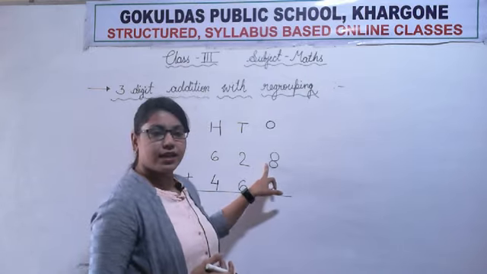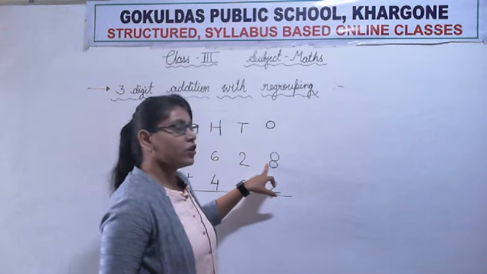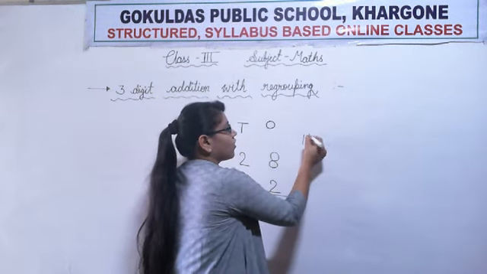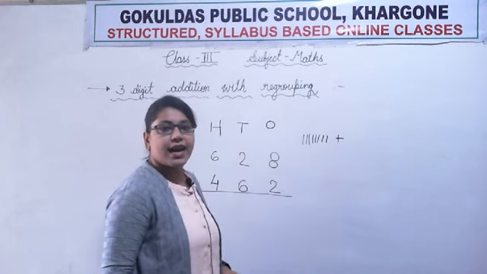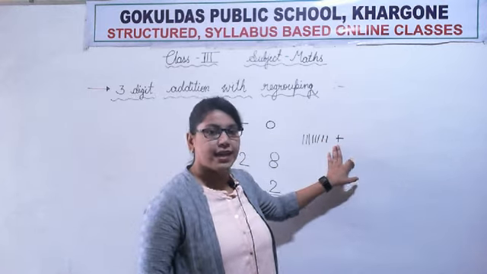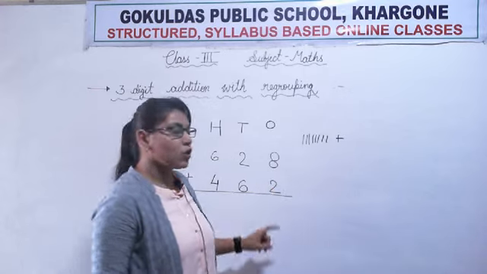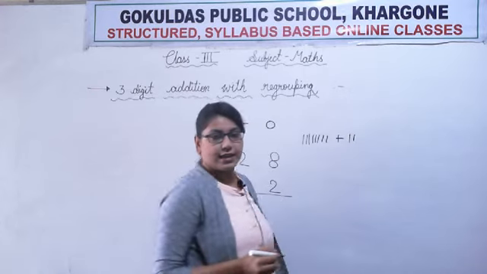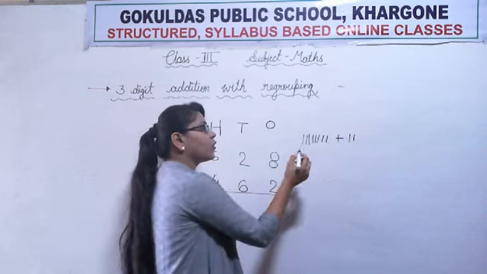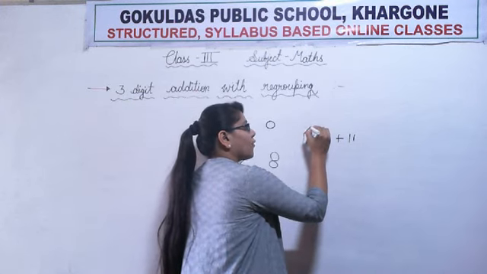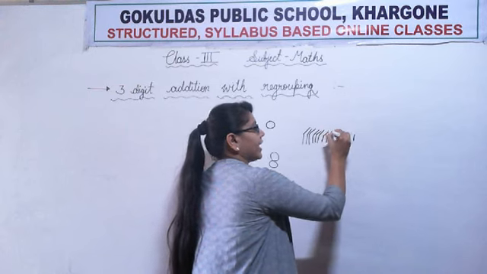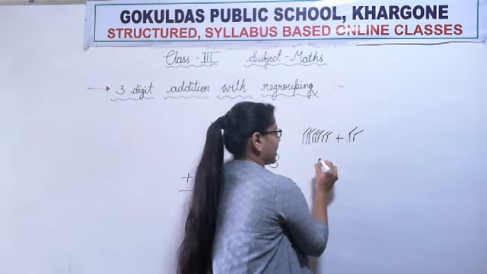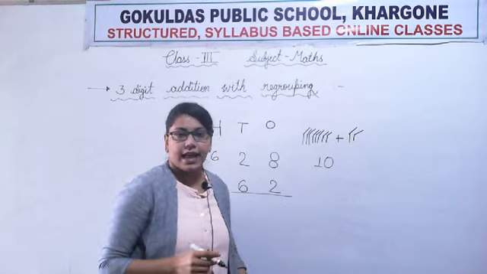So the first digit in the ones column is 8. So we will draw 8 sticks. Then we are doing addition, so we will put a plus sign. The next digit is 2, so we will draw 2 sticks. Now let's count how many sticks we have. 1, 2, 3, 4, 5, 6, 7, 8, 9 and 10. We got the answer 10.